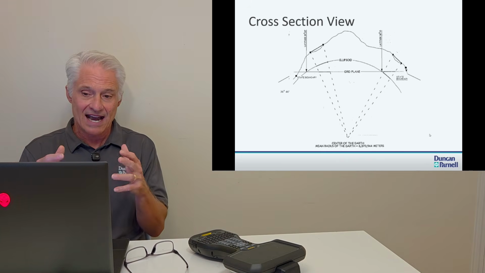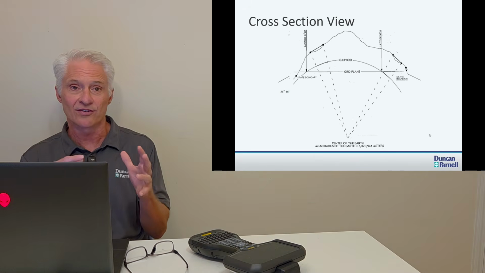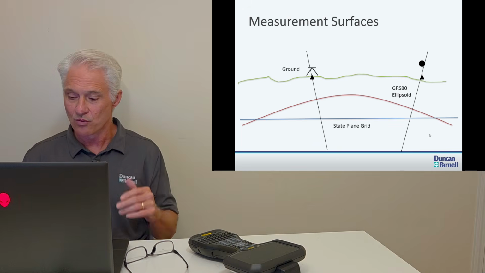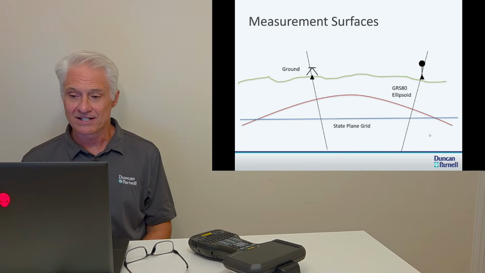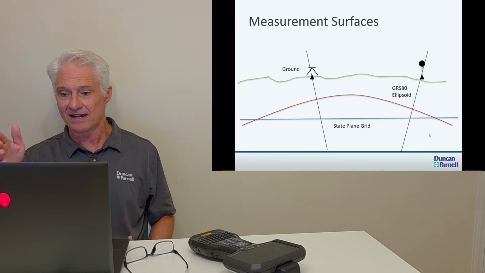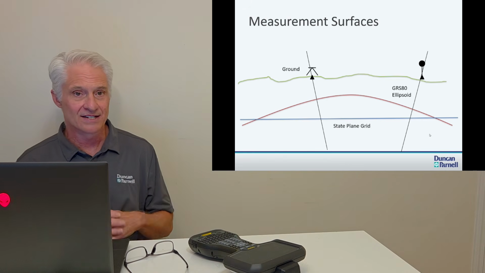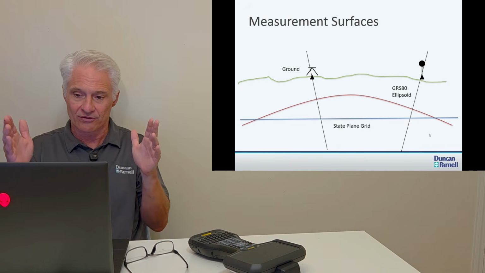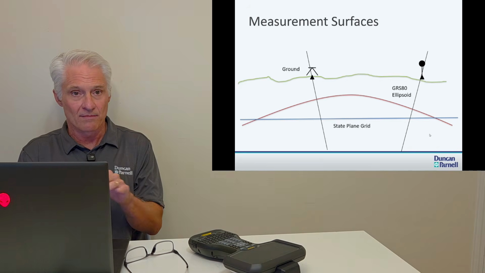If I'm inside, it's usually going to be longer on the ground. All right, so you're going to see some scale factors that are above 1, some scale factors that are below 1. So again, I measure here with my GPS or my total station and my rod. I get a ground distance, I get an ellipsoid distance, then I get a grid distance.